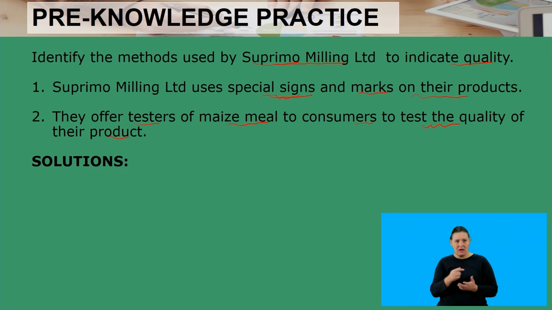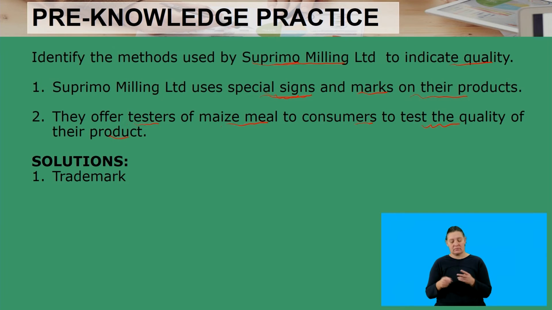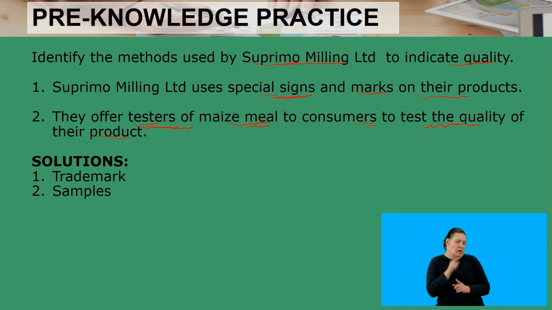When you see the term special signs and marks, you should have one solution in your mind, and the solution is your trademark. Your trademark is a special sign that each and every business should have for their product to indicate the quality and the uniqueness of their product. And then when you look into your second statement, they offer testers of maize meal to consumers to test the quality of their product. So this is to say, before you sell, before you attract customers, give them a sample. So the answer there is supposed to be sample, so that you give your customers confidence to say your product is quality.